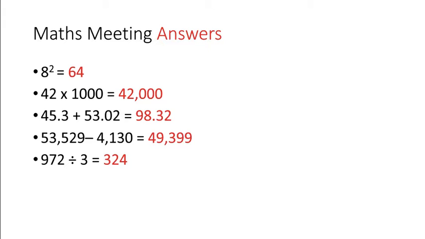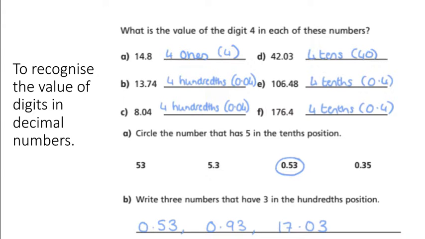And if you get yesterday's work ready, let's mark them together. First of all, we were looking at the value of each digit. 4 ones, 4 hundredths, 4 hundredths again, 4 tens, 4 tenths, and another 4 tenths. Circle the number that has 5 in the tenths position. It's just this one here. Here it's in the tens, in the ones, in the tenths, and in the hundredths.